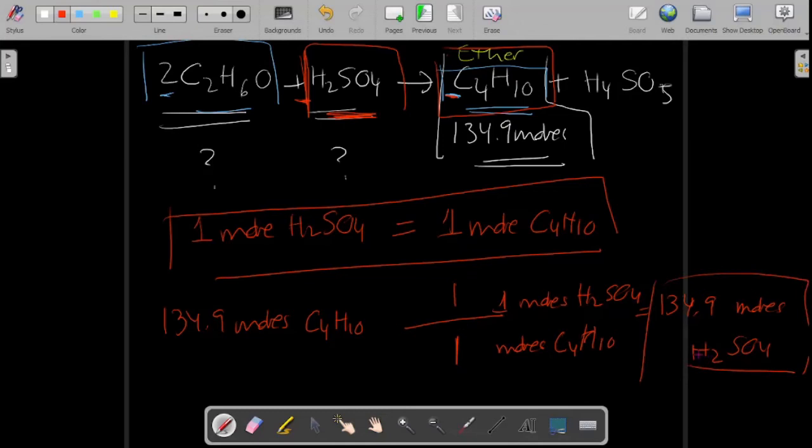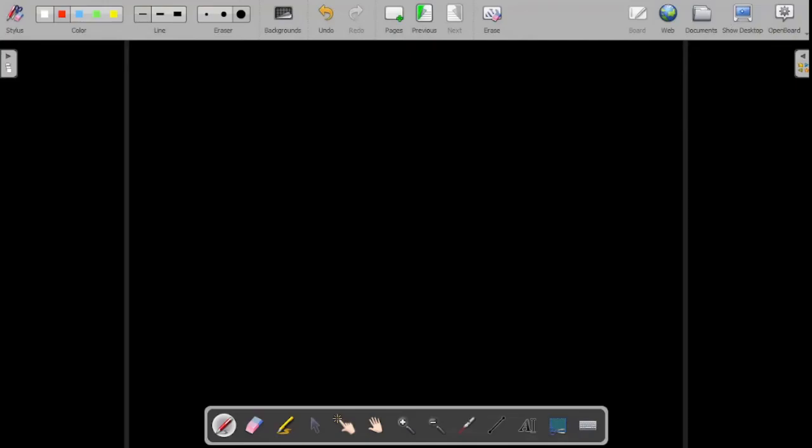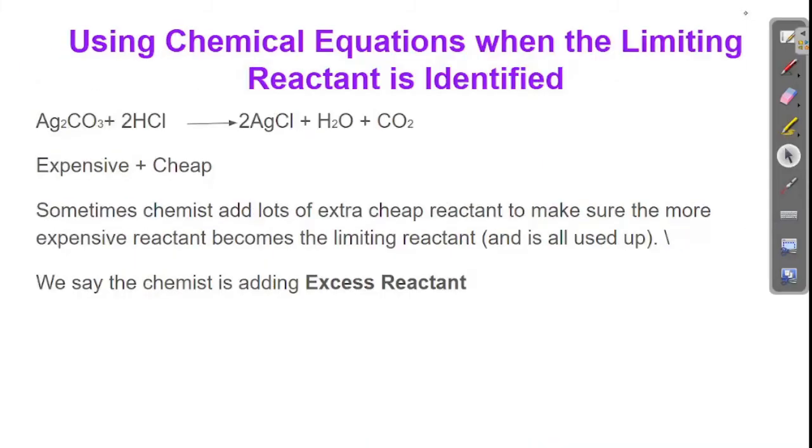134.9 moles of ether. So what are we learning in this second example? We're learning that it doesn't matter how you read the recipe, forward, backwards, things are related. You can put an equal sign. It's a recipe, okay? That's what you can do with it. So let's clear these and let's go back to instruction.